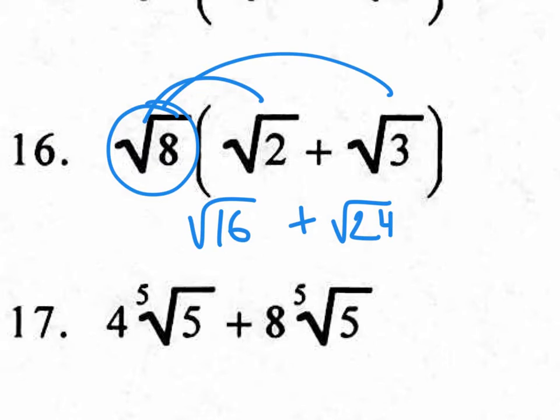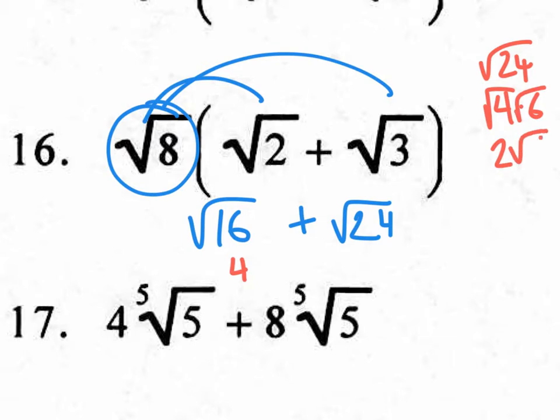And of course, the square root of 16 is 4, and the square root of 24, let's do that on the side. Break it down to 4 times 6, split the root, you'll get 2 square root of 6. So your final answer should be 4 plus 2 square roots of 6 for number 6.